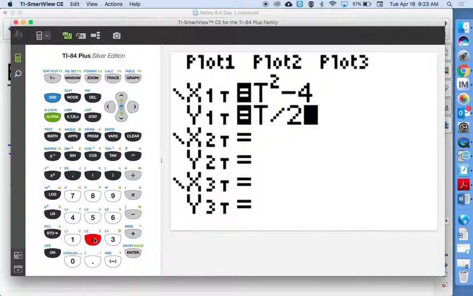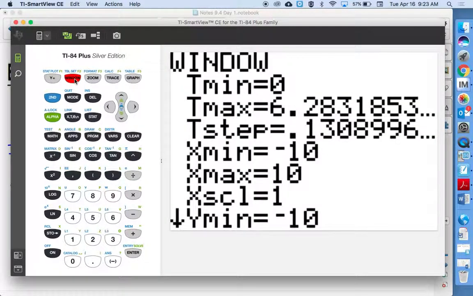So if you go to your window, the window changes as well. So you see the t, the time max and the min, and then the t step is how quickly it graphs something. So the smaller the t step, the more points that it actually plots. So see if you can change those pieces of information according to what is given underneath.